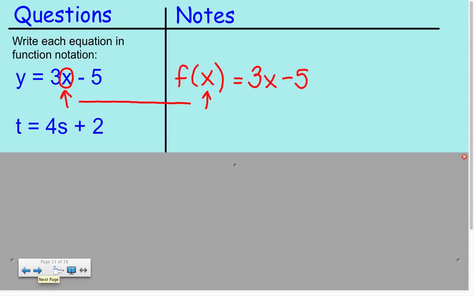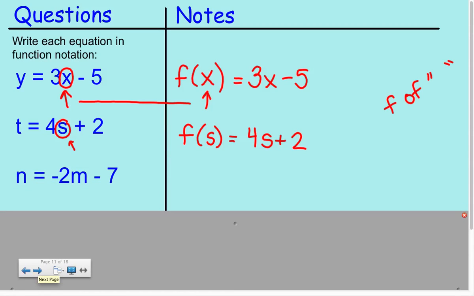All right, looking at the next one, t equals 4s plus 2. The t equals, we're going to leave that by itself, and the variable we notice next to the 4 is an s. So since it's an s, this time it's going to be written as f of s. The way that you pronounce function notation is f of, and then whatever variable it is. So f of x, f of s. And then we're going to continue writing 4s plus 2.